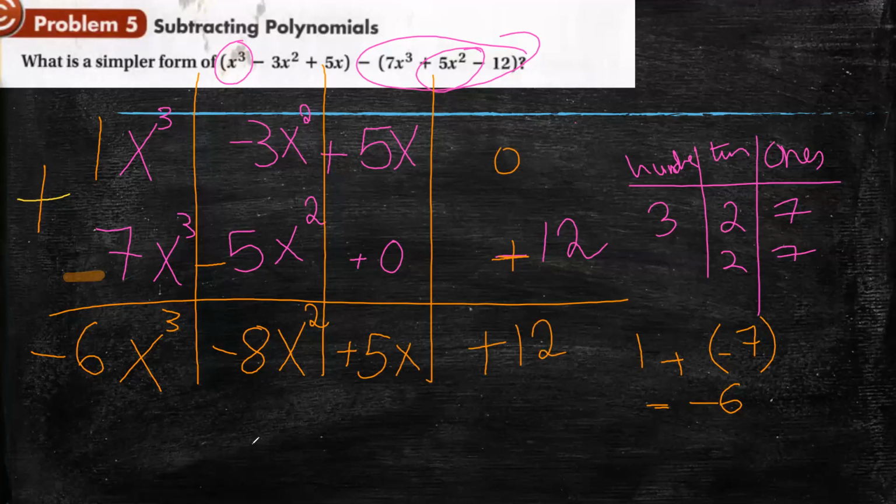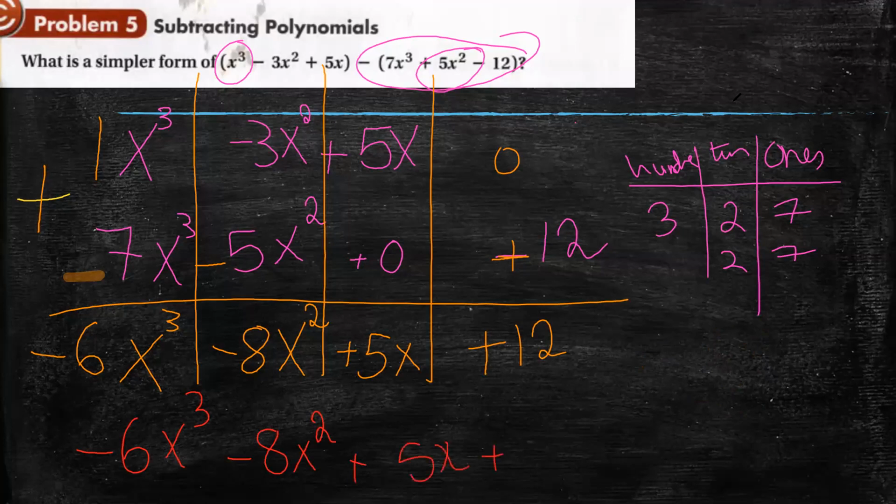So the final answer, if you subtract these two polynomials, it will be negative 6x cubed minus 8x squared plus 5x plus 12.